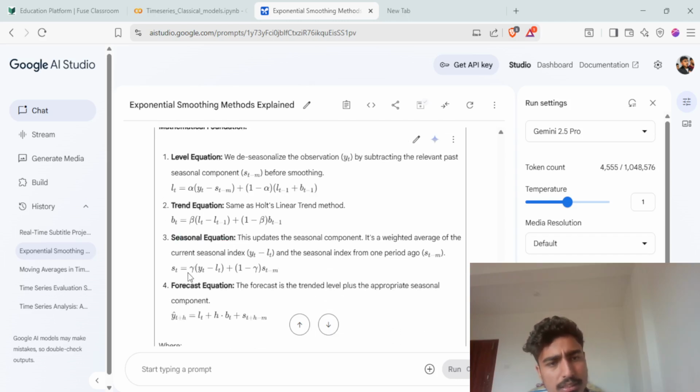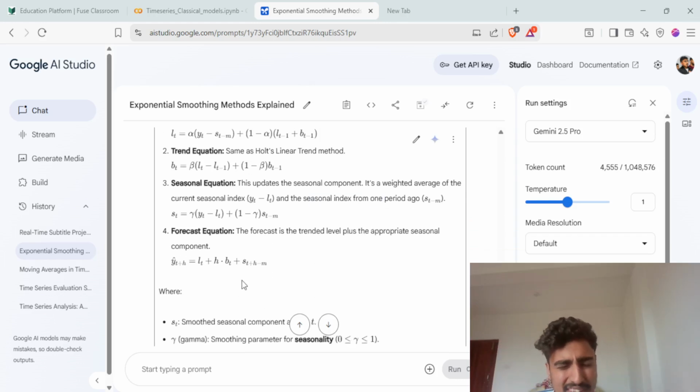Seasonal expression here, the new part is this one, the seasonal expression only. The seasonal expression works on the parameter of this component: a weighted average of the current index and the seasonal index for one period ago. No more difference between that.